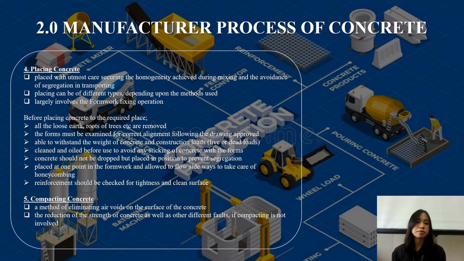The concrete is placed at one point in the formwork and allowed to flow sideways to take care of honeycombing, and the reinforcement should be checked for tightness and a clean surface.